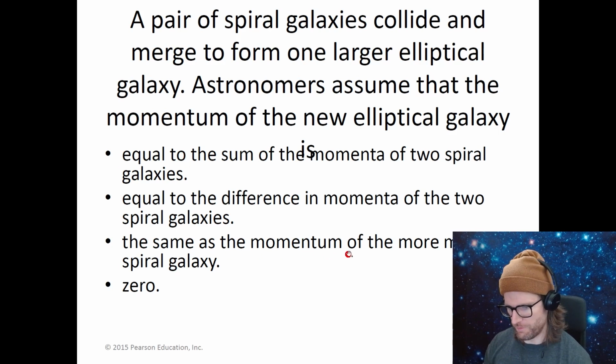The same as the momentum of the more massive spiral galaxy? Well, that's not true. It's got to be both galaxies together. 0, that's not right. Equal to the difference in momentum of the 2 spiral galaxies? Well, it's not the difference. So this first one is the right answer.